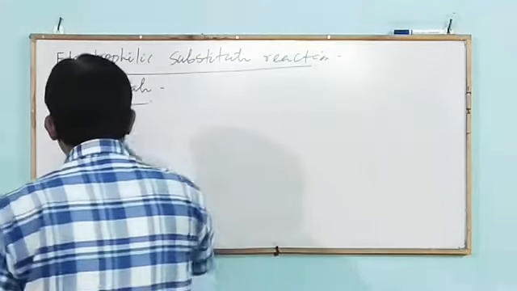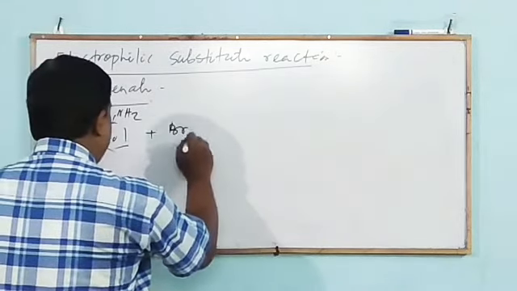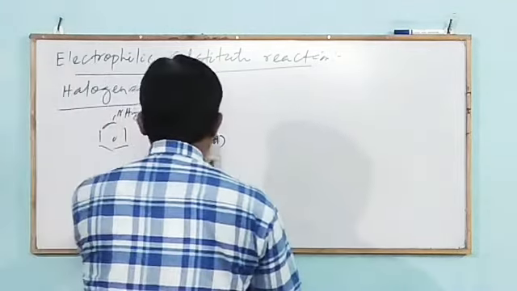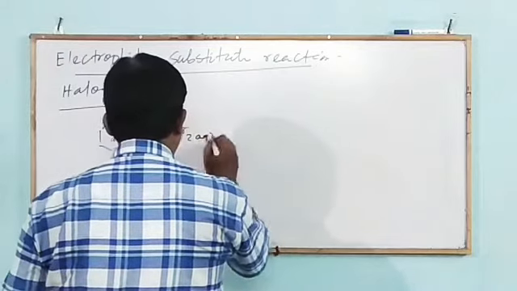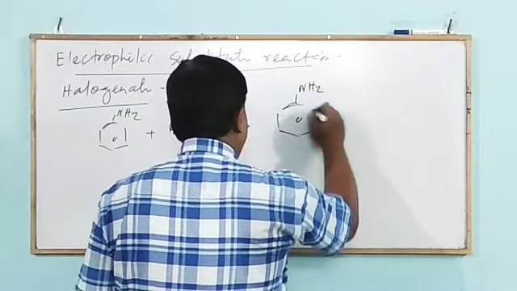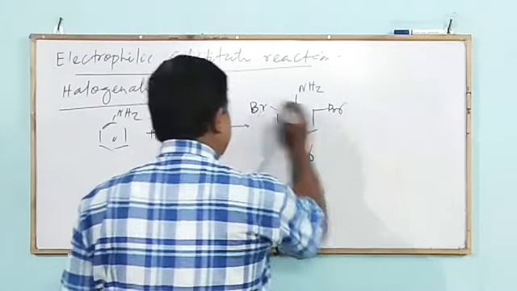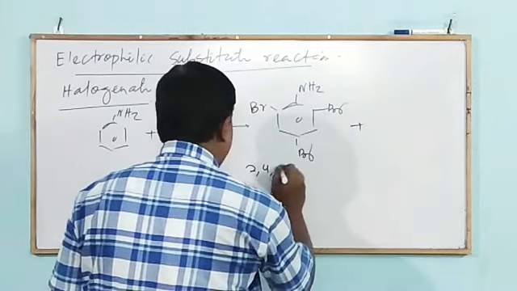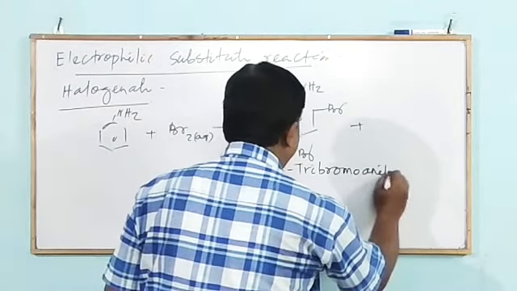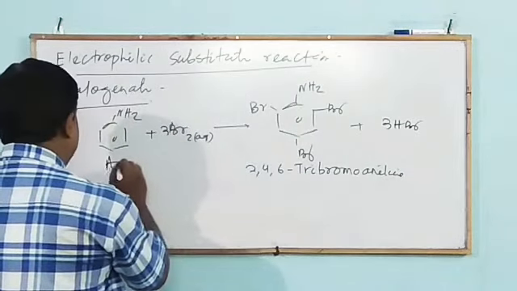For example, when aniline is treated with bromine water, it forms 2,4,6-tribromoaniline plus 3 HBr.